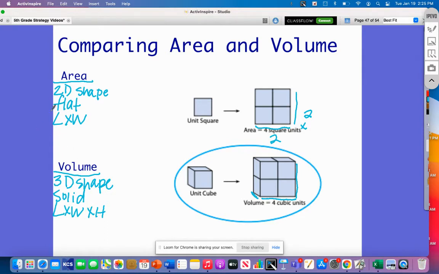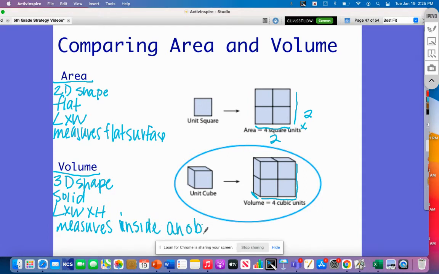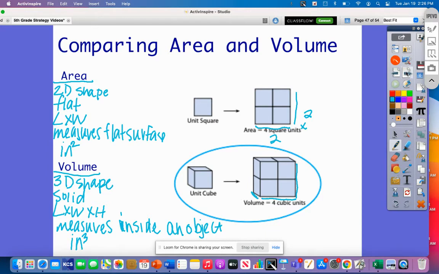So area measures a flat surface, and volume measures the inside of an object. The measurement we use, let's say if we had inches, would be inches squared for area. And volume would be inches cubed, because we're looking at a 3D shape, whereas area is a flat shape. So let's look at an example problem.